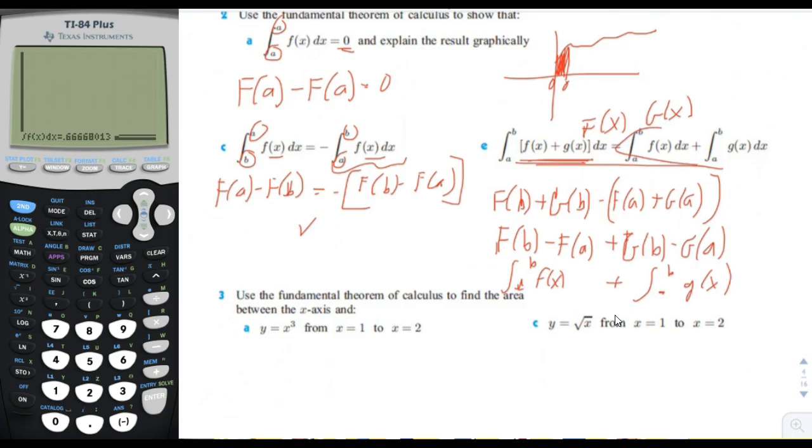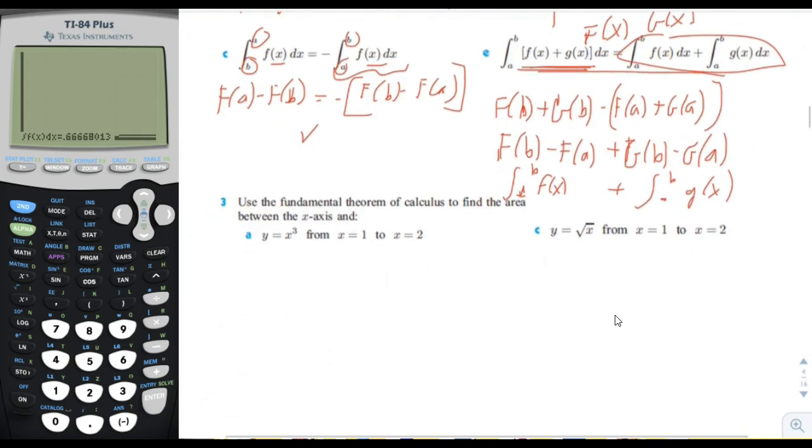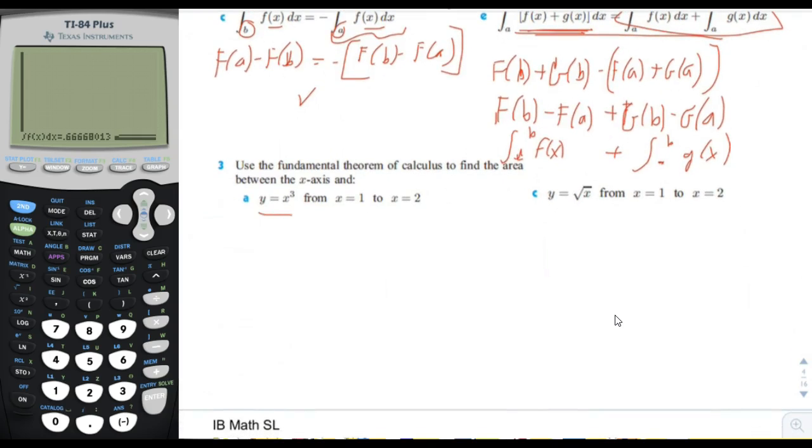Last one. Use the fundamental theorem of calculus to find the area between the x-axis and y equals x cubed from x equals 1 to x equals 2. Okay, so this is a little bit different. Instead of doing this region from 0 to 1, we're going to do this region, which is from 1 to 2. So let's write that. Instead of having 0 to 1, we're going to have 1 to 2. And we're going to have the function x cubed.